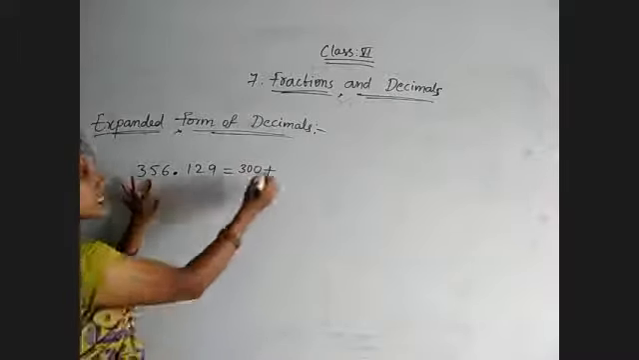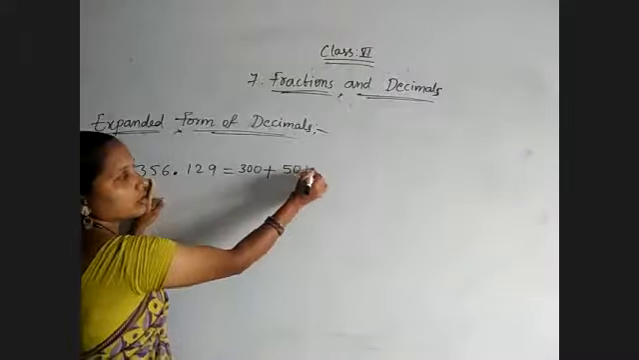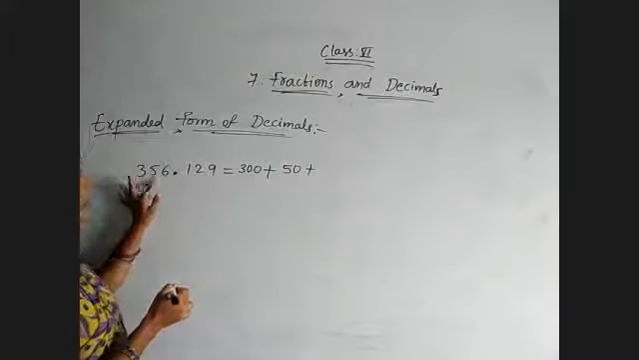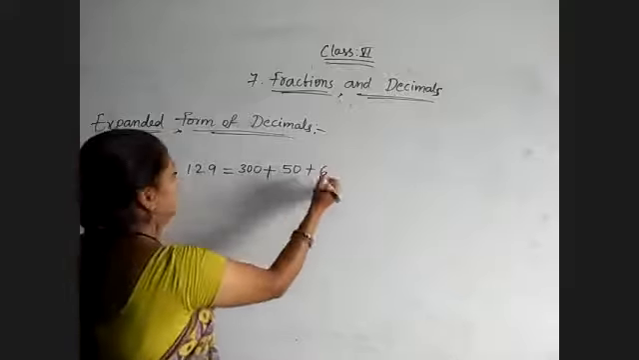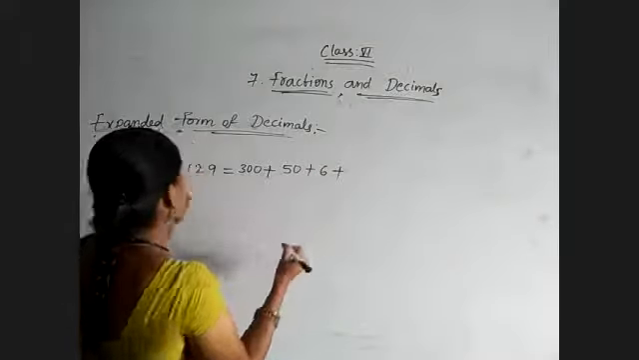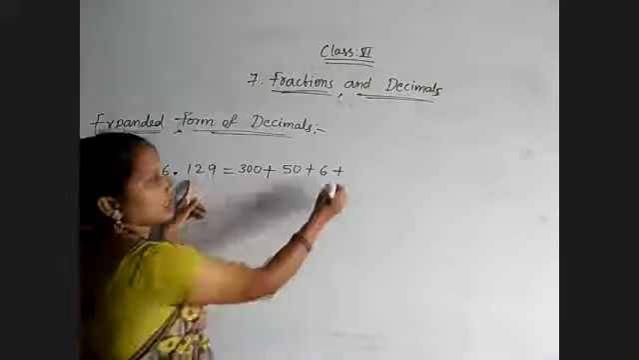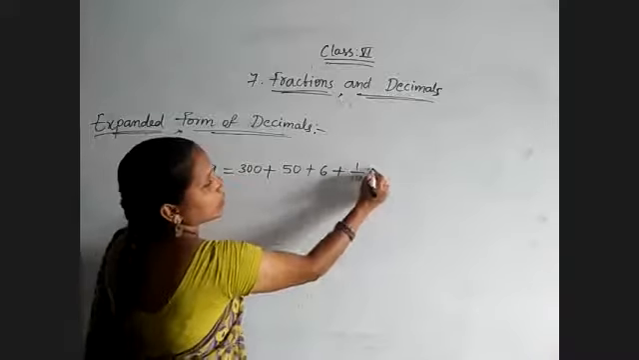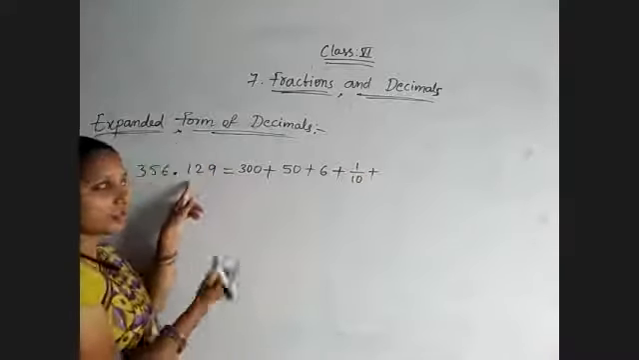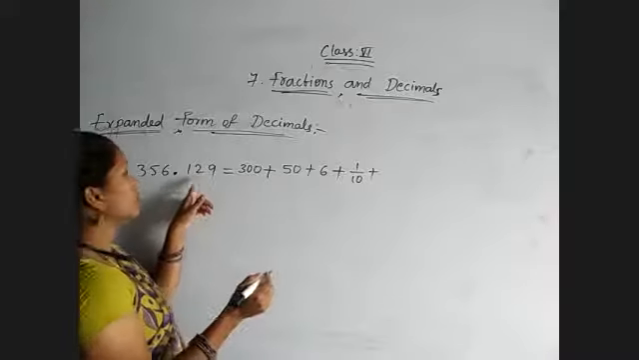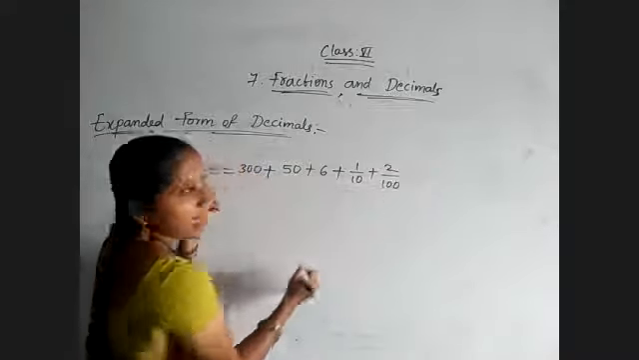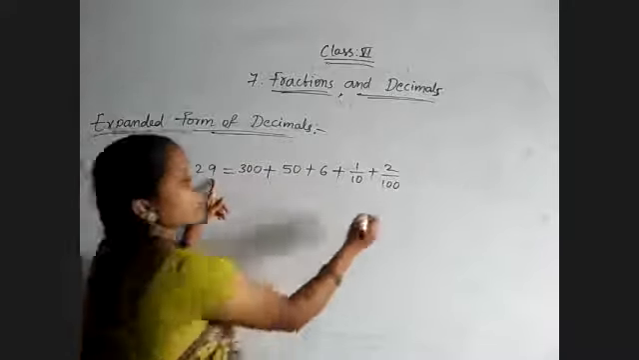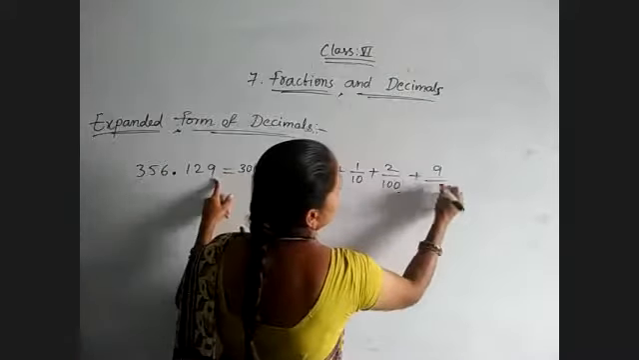5 is in the tens place. So 50. 5 into 10 is 50. 6 is in the ones place. So 6 into 1 is 6. Plus 1 is in the tenths place. That is 1 by 10. So in fractional form I am writing. After that I will write in decimal notation also. And 2 by 100 because 2 is in the hundredths place. The place value of 9 is 9 by 1000.